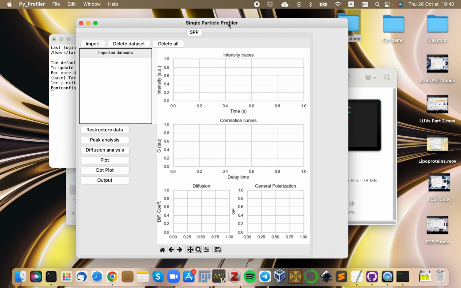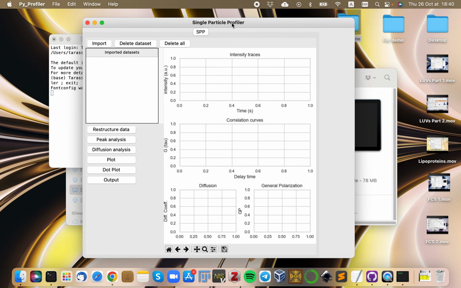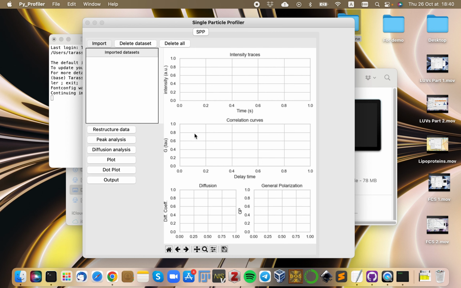So in this part, I will show how to process the data obtained from lipid nanoparticles, where I calculated the incorporation efficiency of the RNA. For that, I first import the data. Here I have files with different ratios between RNA molecules and lipid molecules.